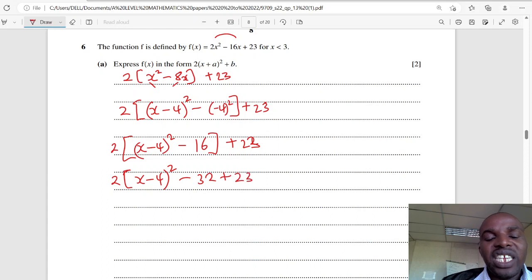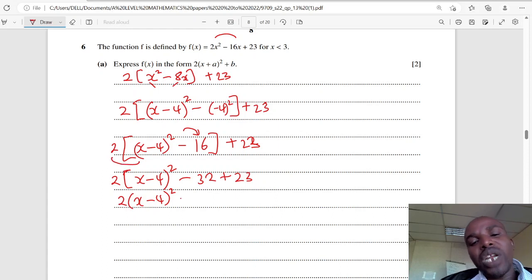Then plus 23. Removing the bracket, multiplying everything by 2. So it will be here 2. This bracket, x minus 4, you don't remove it, right? I was saying you have to multiply by 16. Take note of that part. So you multiply 2 times this and 2 times 16. Then minus 32 plus 23, is it minus 9? It's minus 9. Then done.